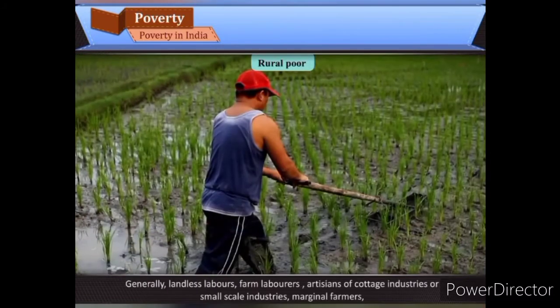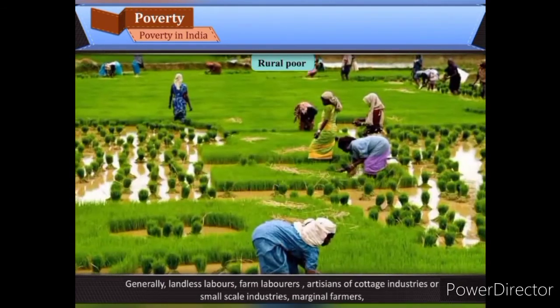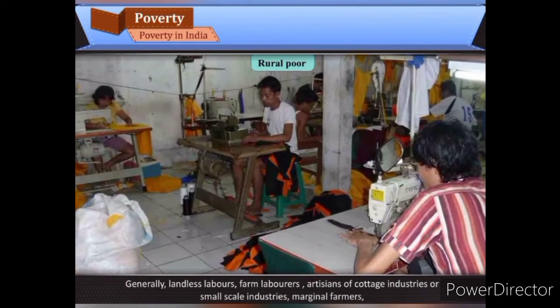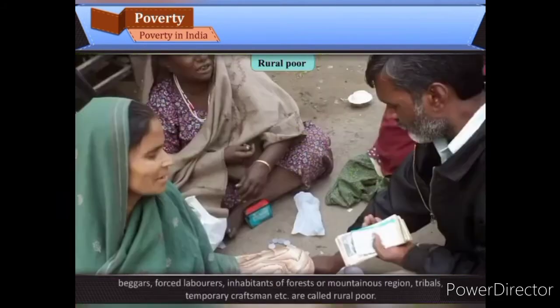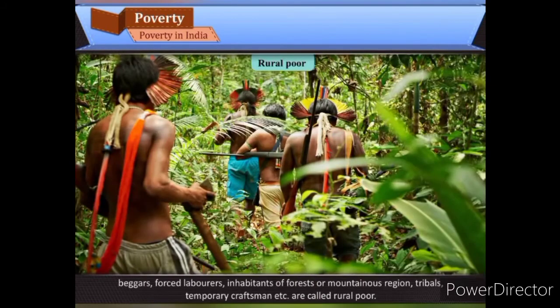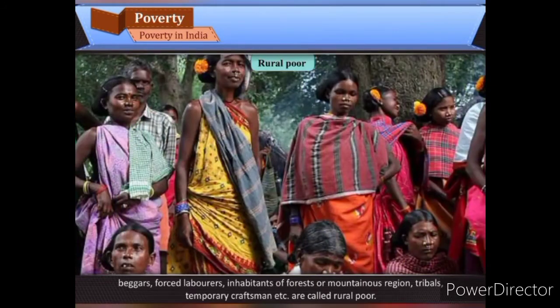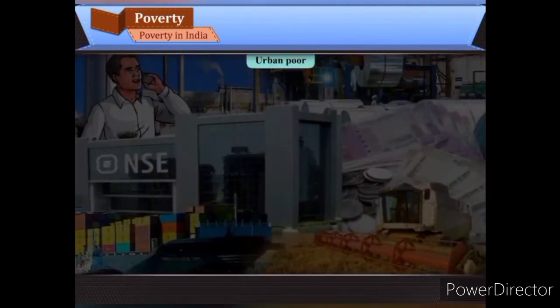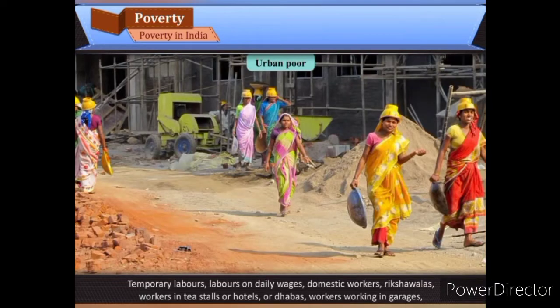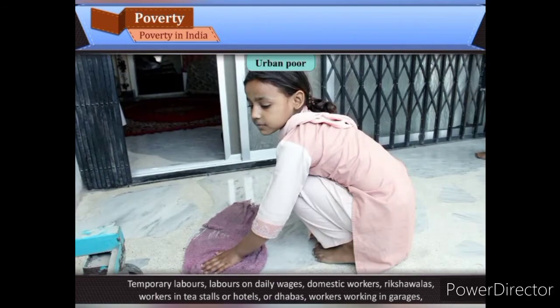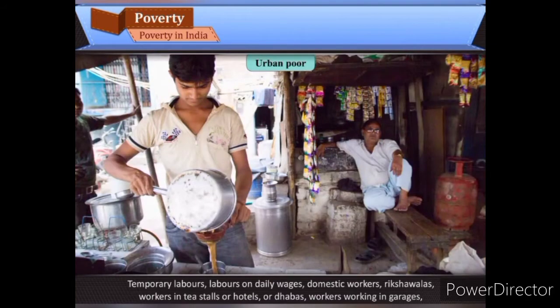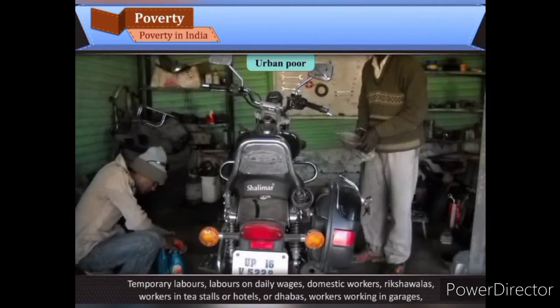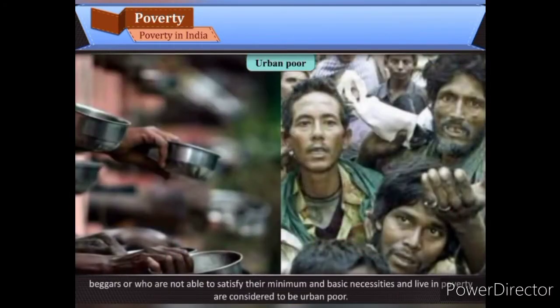Rural poor. Generally, landless laborers, farm laborers, artisans of cottage industries or small-scale industries, marginal farmers, beggars, forced laborers, inhabitants of forests or mountainous regions, tribals, temporary craftsmen, etc. are called rural poor. Urban poor. Temporary laborers, laborers on daily wages, domestic workers, rickshawalas, workers in tea stalls or hotels or dhabas, workers working in garages, and beggars who are not able to satisfy their minimum and basic necessities and live in poverty are considered to be urban poor.